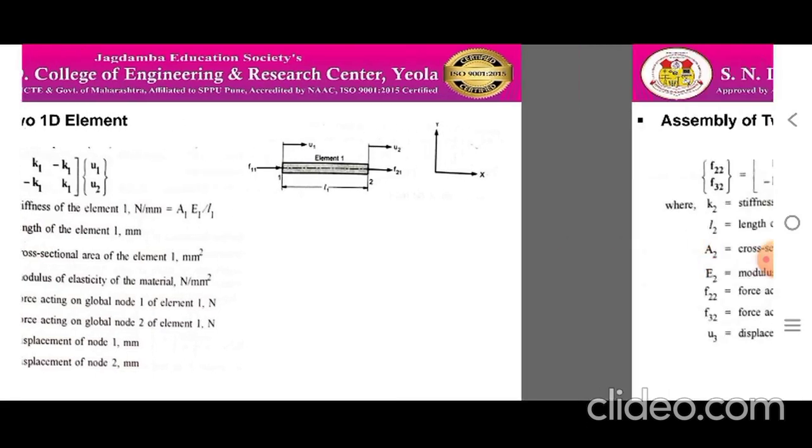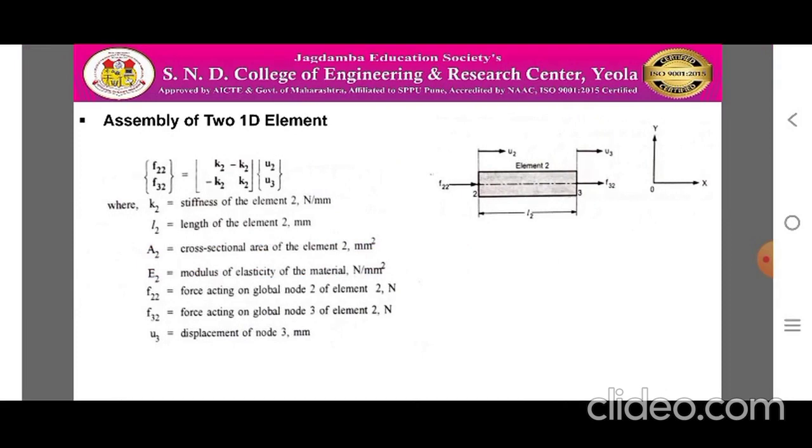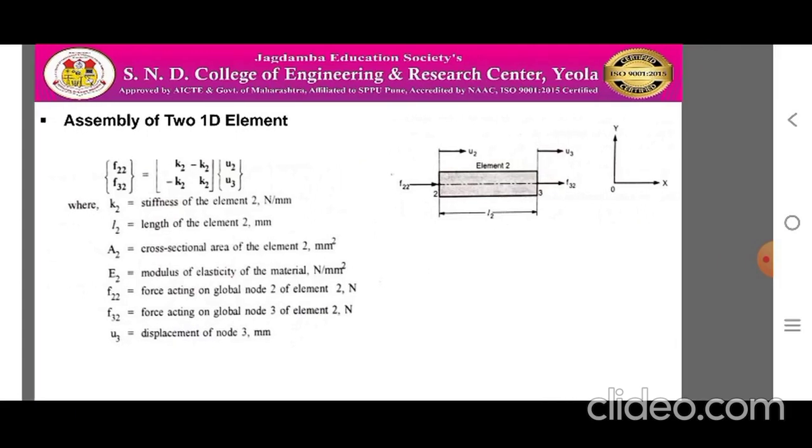Similarly, we can write for element 2 the equation: F22, F32 is equal to K2, minus K2, minus K2, K2, into U2, U3, where K2 is the stiffness of element 2, L2 is the length of element 2, A2 is the cross-sectional area of element 2, and E2 is the modulus of elasticity of the material. F22 is the force acting on global node 2, while F32 is the force acting on global node 3 of element 2. U2 and U3 are the displacements at their respective nodes.